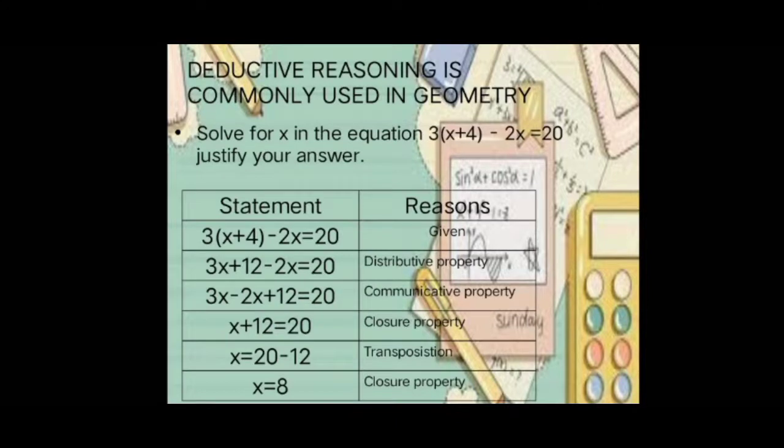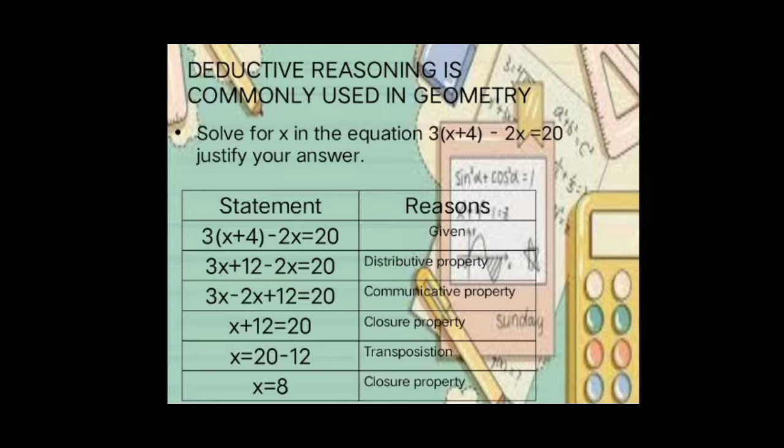Deductive reasoning is commonly used in geometry. This is an example of a geometric equation. Solve for x in the equation 3 times x plus 4 minus 2x equals 20. Justify your answer. So, the statement and reason are given. 3x plus 4 minus 2x equals 20 is the given.